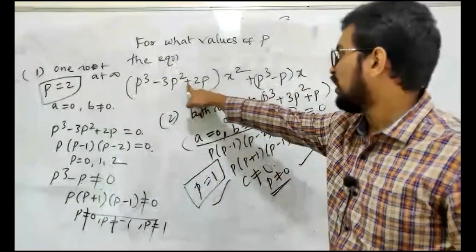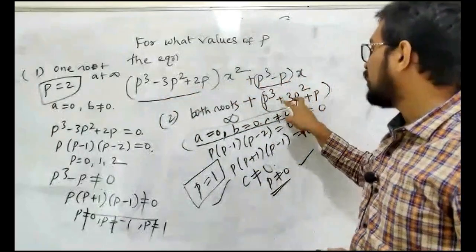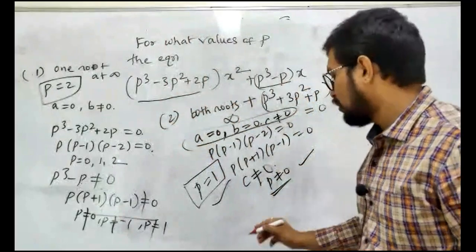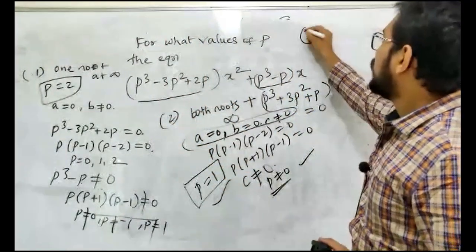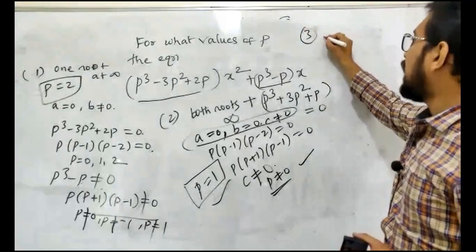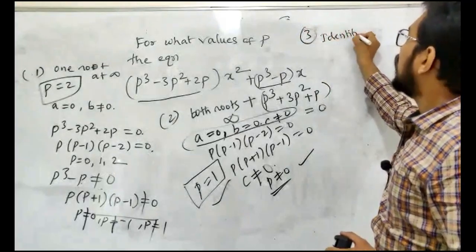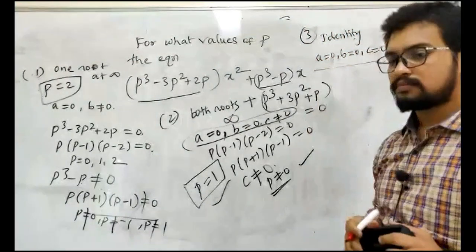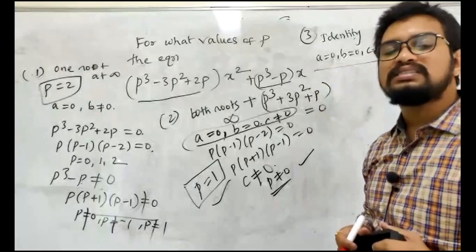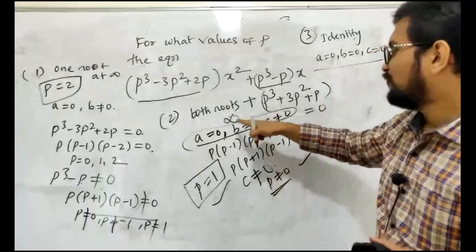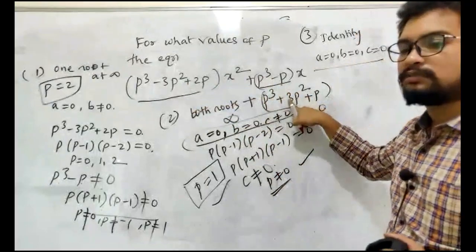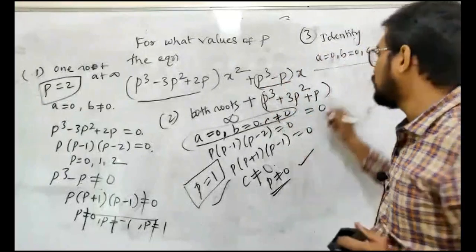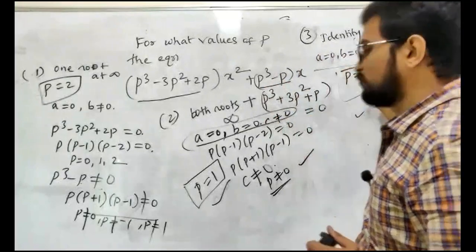Means a must be 0, this part must be 0, and the c part must not be 0. Now what about the third part? The third part is identity. For identity, a is 0, b is 0 and c is 0. So if a is 0, this part is 0, this part is 0, this part is 0. All three must be satisfied simultaneously. So for that, the answer will be p is equal to 0. You can check.